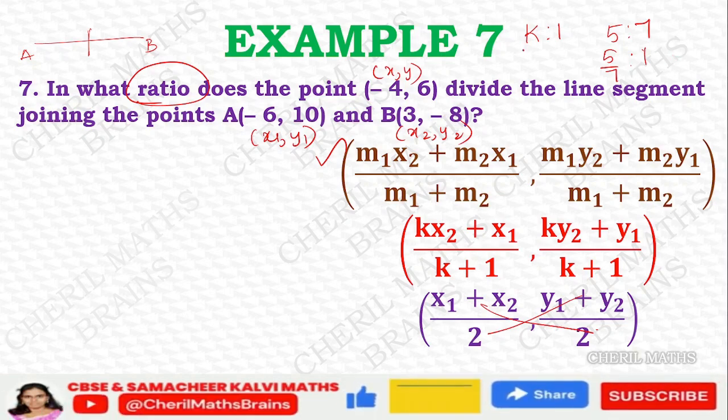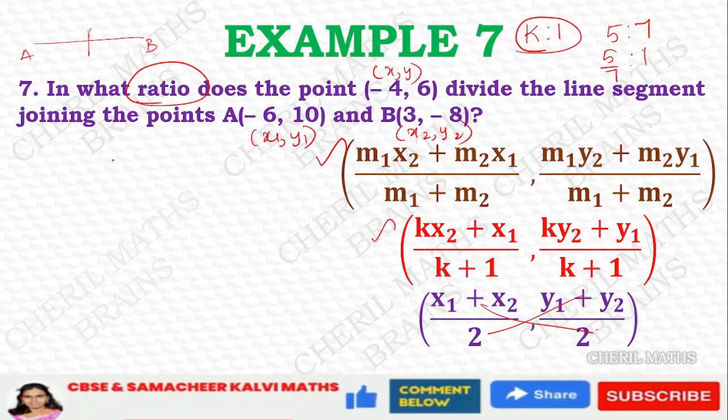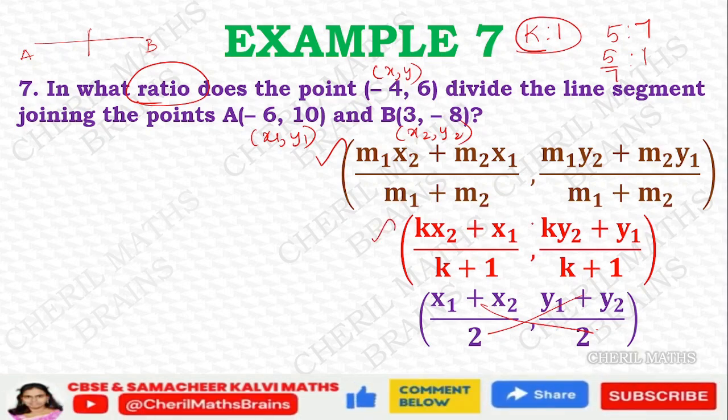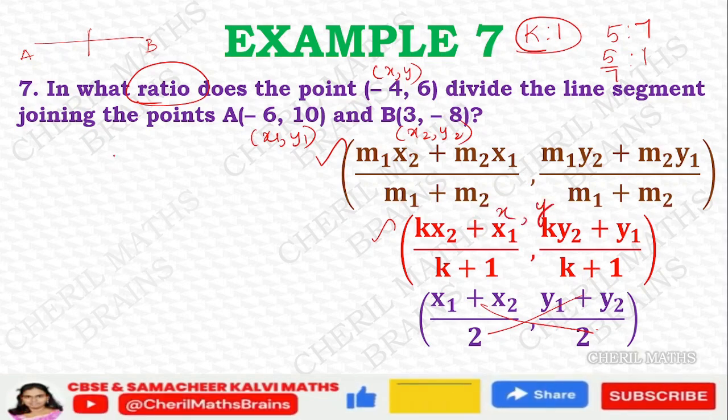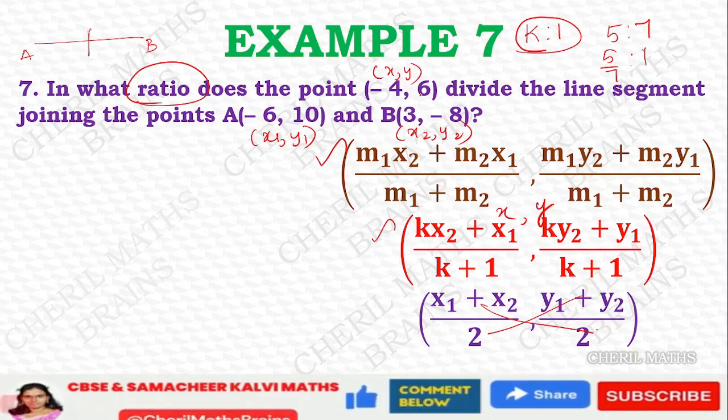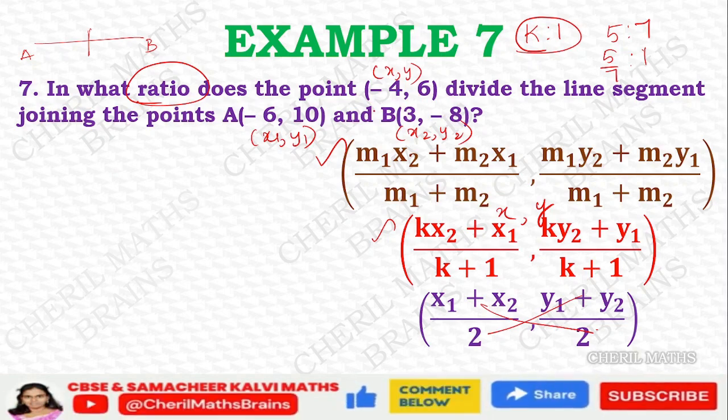So to make things easier, we are going to use this k is to 1 formula. So that will be this. So then what will we get? So this is going to be x comma y. Okay, so instead of x you have minus 4, instead of y you have 6. So can we substitute in that, children?